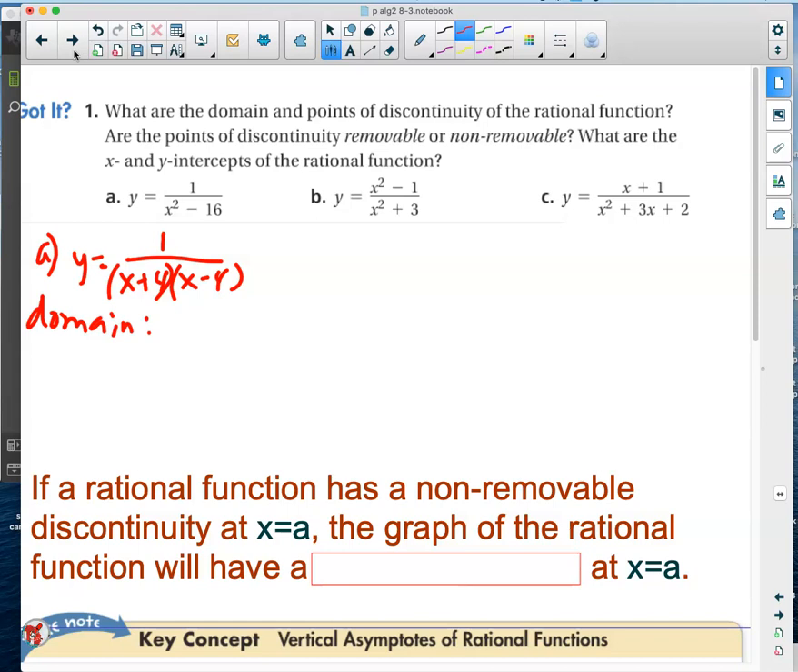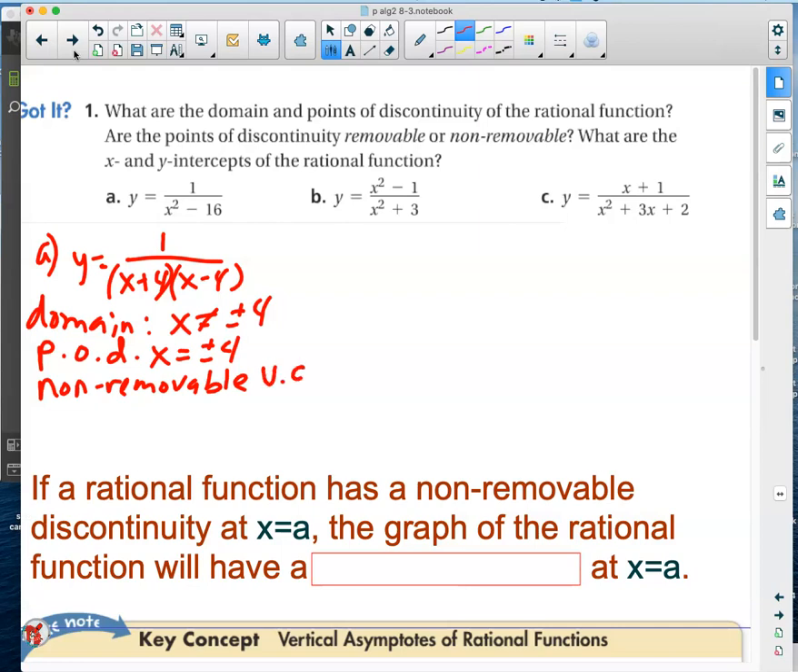All right, so give me a number or numbers that are out of the domain. So where are the PODs? Yeah, -4 and 4. Are those going to be removable or non-removable? They're not going anywhere, are they? There's no canceling those out. So are they holes or vertical asymptotes? Yeah. Well, we're already down to x and y intercepts.